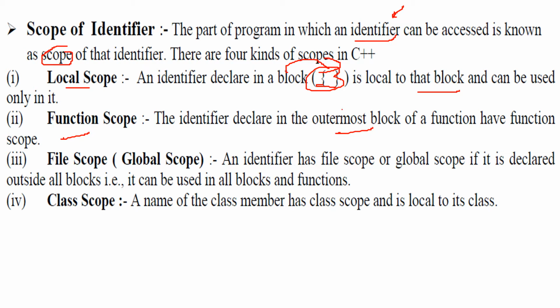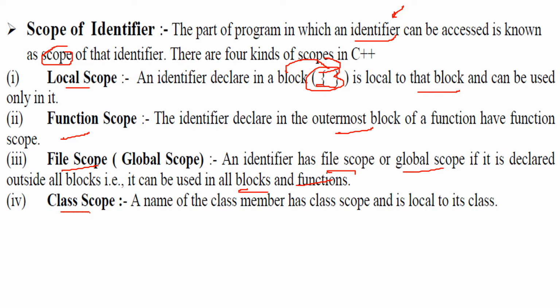This has a function scope. Overall function and the content inside the function can use whatever you have defined inside a function. While the file scope, that is the global scope, the identifier has file scope or a global scope if you define it outside all the blocks, okay, and it can be used in all the blocks and functions.